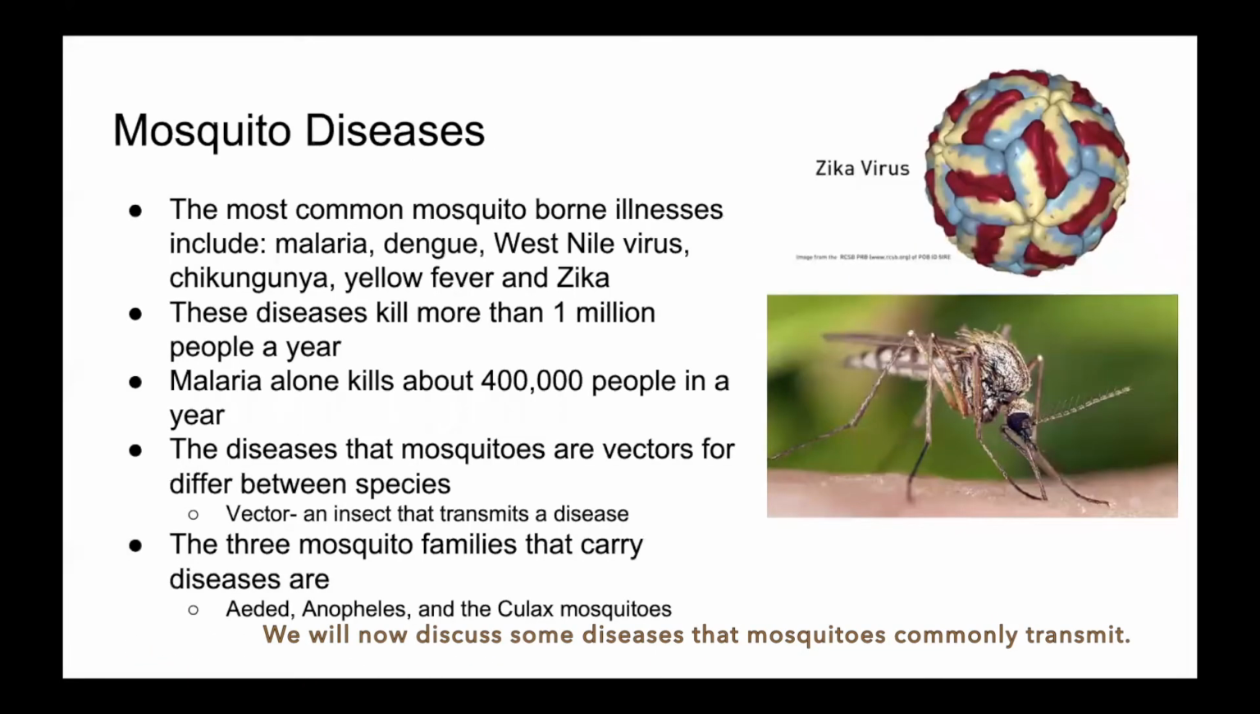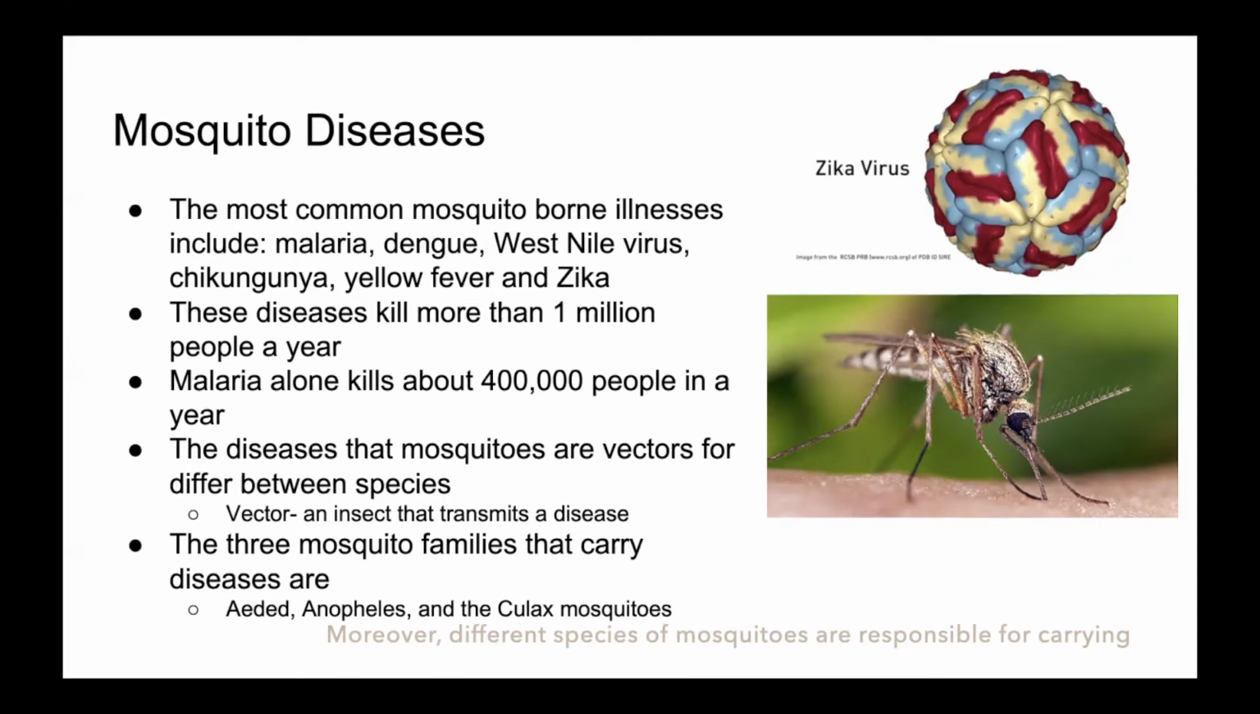We'll now discuss some diseases that mosquitoes commonly transmit. These include malaria, dengue, West Nile, and Zika, amongst others, and are responsible for killing more than 1 million people each year. To put into perspective how strongly one disease can affect the world, malaria alone kills about 400,000 people per year. The transmission works because mosquitoes act as vectors, which are insects that carry and transmit the disease to other organisms.